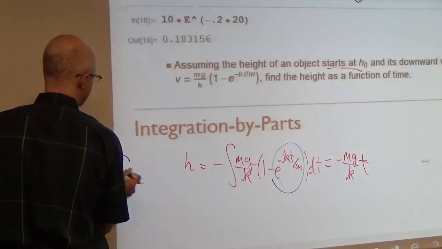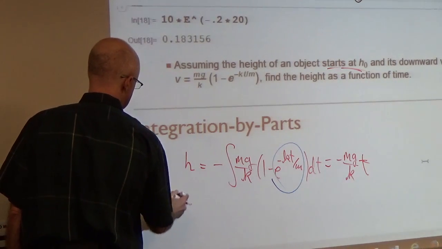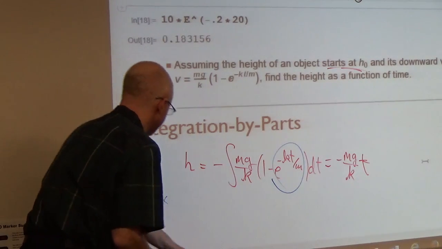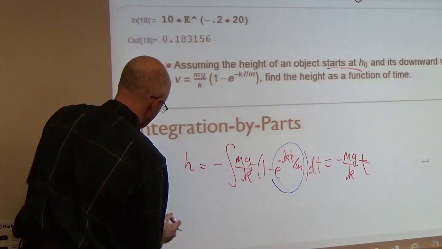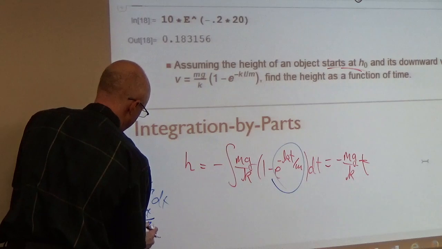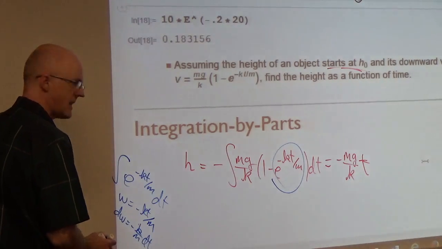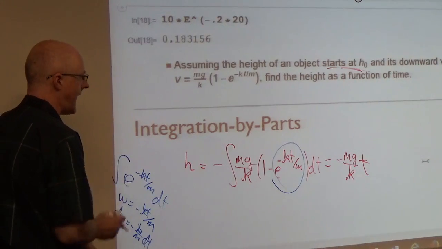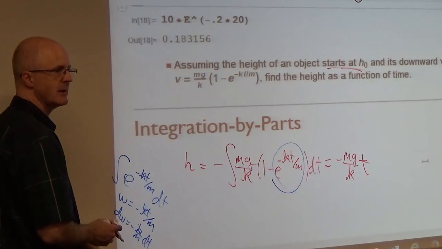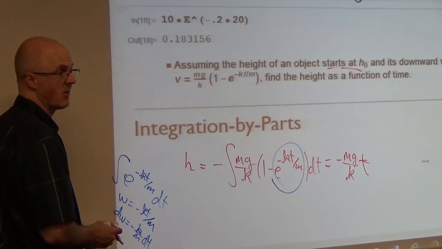Maybe over to the side even. Let w equal negative kt over m. dw is going to be negative k over m dt. Bunch of letters, but it's only ultimately h and t that are the variables. m is the mass. g is the acceleration due to gravity. k is some constant that probably depends on the object. Is it a feather or a rock?